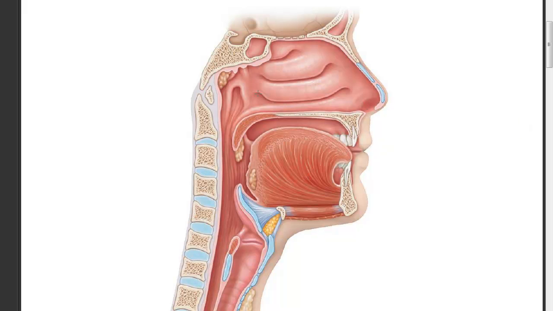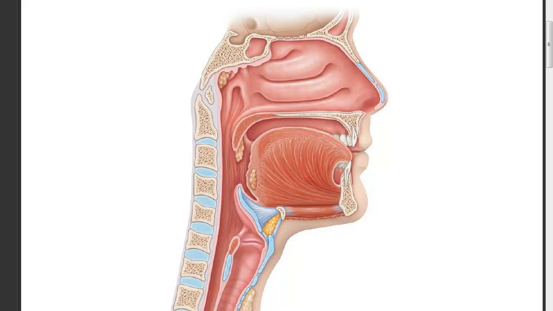So this large region here with these folds of tissue is the nasal cavity. And what divides the nasal cavity from the oral cavity below is the hard and soft palate. So this is the hard palate. You can see it's made of bone. And then beyond that is the soft palate.